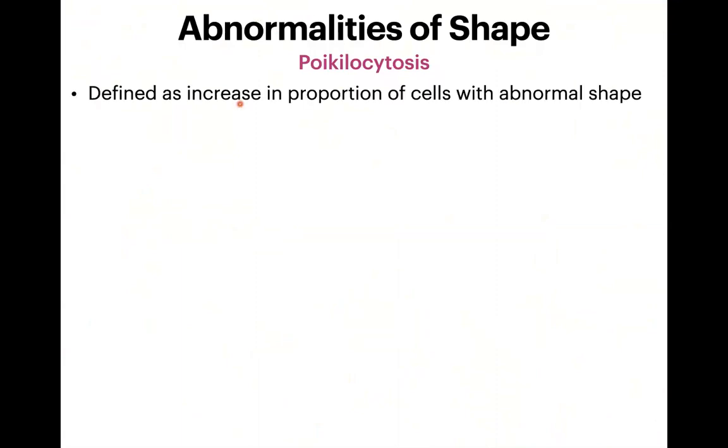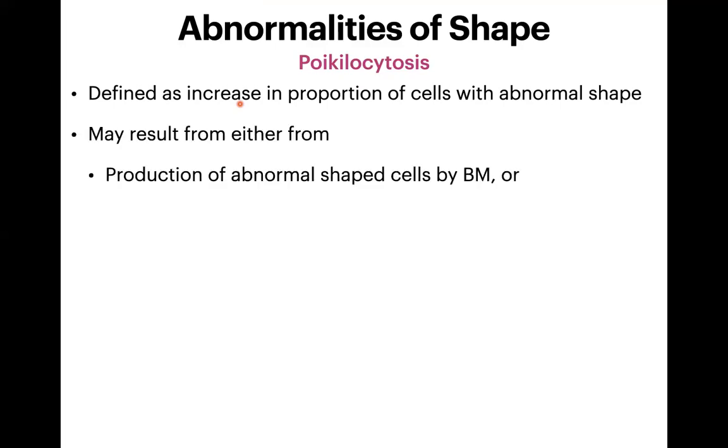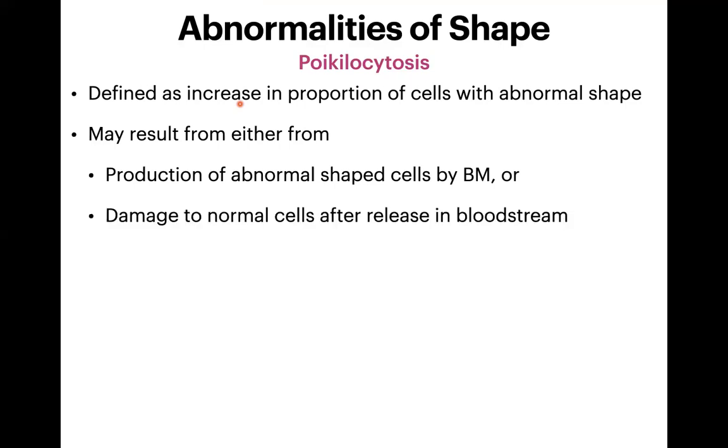Abnormalities of shape are called poikilocytosis. It is defined as an increase in the proportion of cells with abnormal shape. It may result either from the production of abnormally shaped cells by the bone marrow itself, where the cells are abnormal when they are produced, or they may be damaged in the blood stream. So there are two types of abnormalities, and based upon the cause of the poikilocytosis, the morphology will be different.